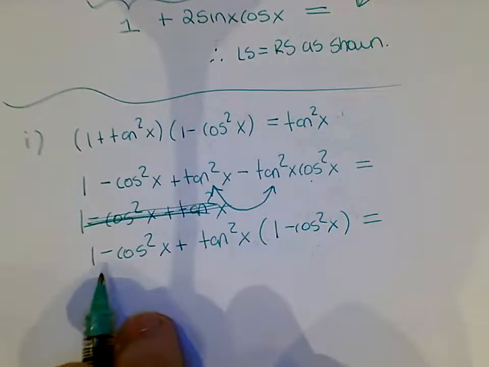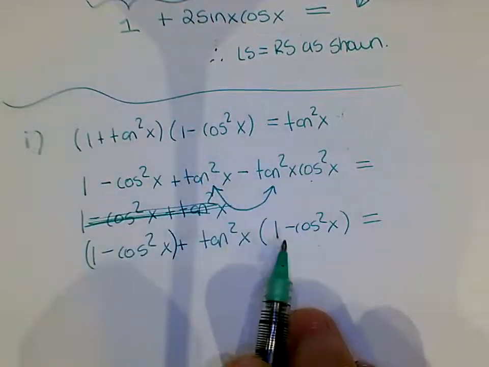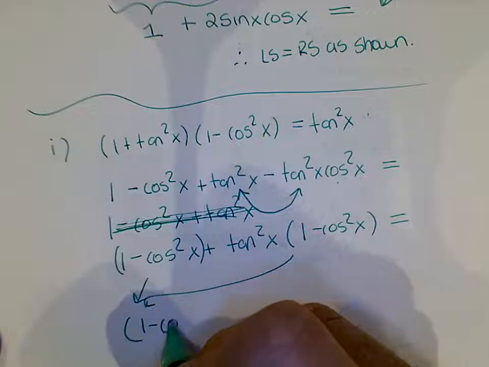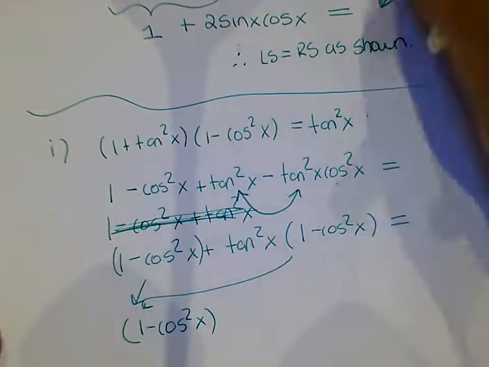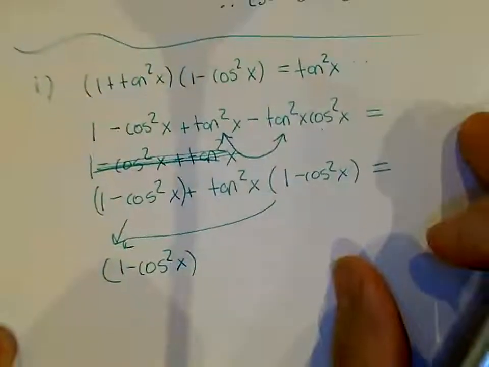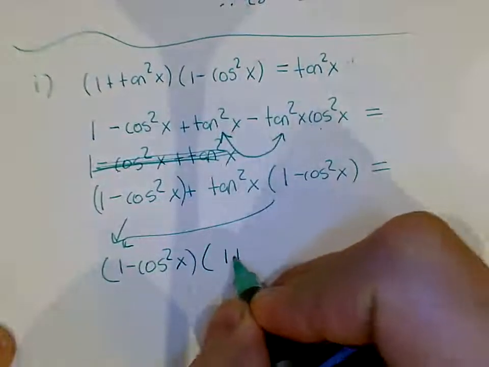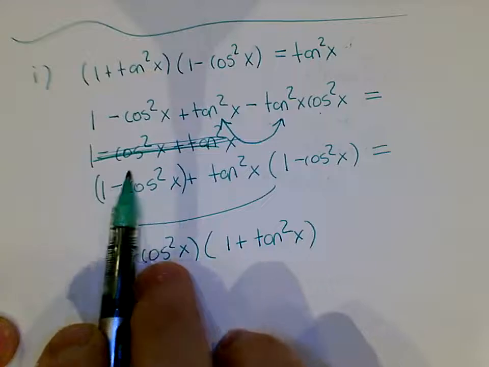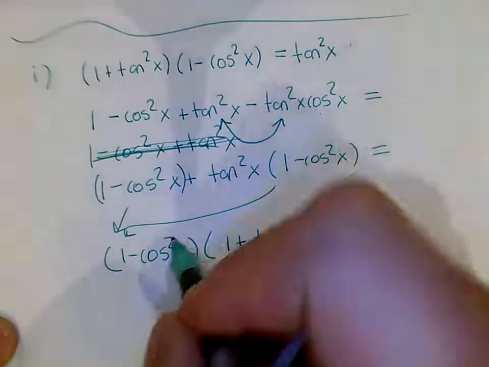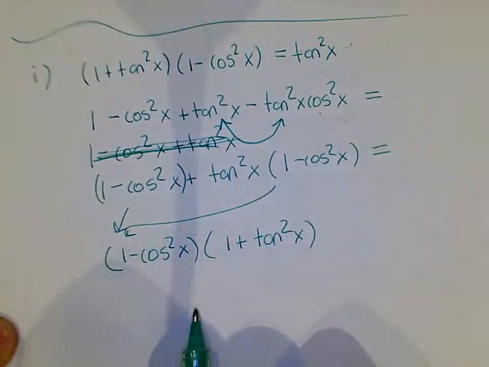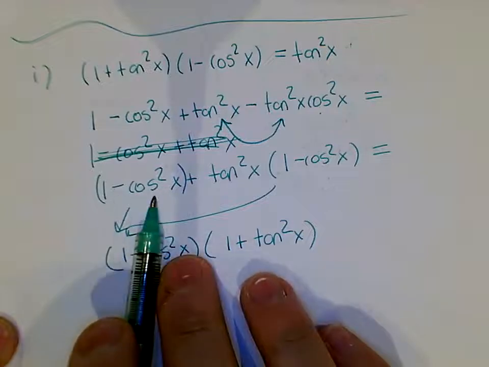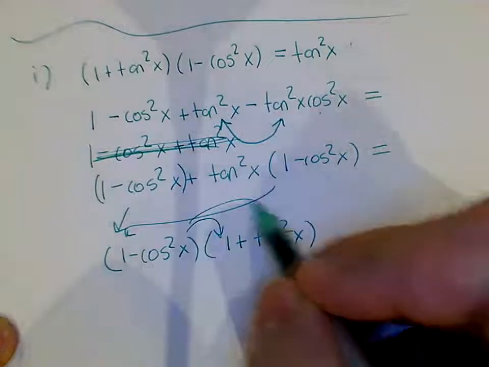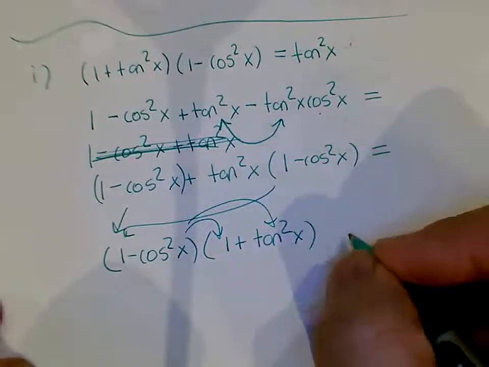Check this out. Here you have 1 minus cos squared x. Here you have 1 minus cos squared x. I can common factor it out. And I should be left with 1 plus tan squared x. Because if I'm pulling 1 minus cos squared x from, like, just think about what happens if I take all of this and redistribute it again. I do get 1 minus cos squared x here, right? And over here, I do get tan squared x times 1 minus cos squared x.